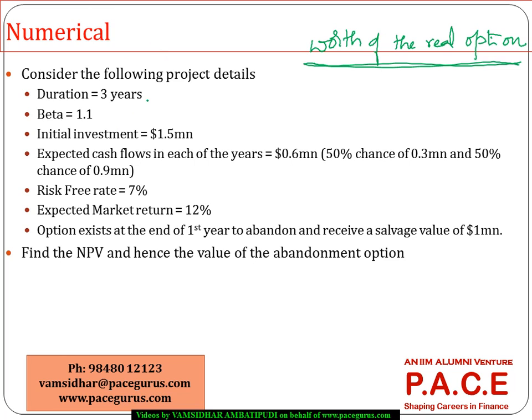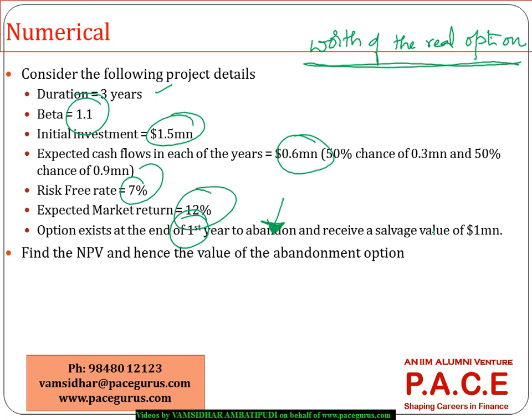It's a project which is for a duration of 3 years, where the initial investment is this much, and I am expecting these cash flows over the next 3 years, and the beta of the project being this, risk-free rate, expected market rate of return, all these things. But at the same time, there is an abandonment option that is taken on the project, that I have the option to abandon the project at the end of first year. And if I abandon the project at the end of first year, I can sell off all those assets, whatever I have invested, and get a salvage value of 1 million.